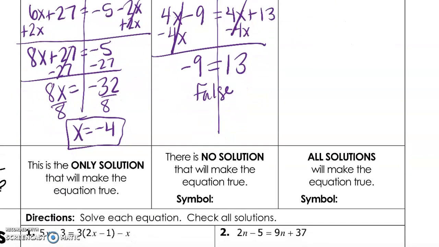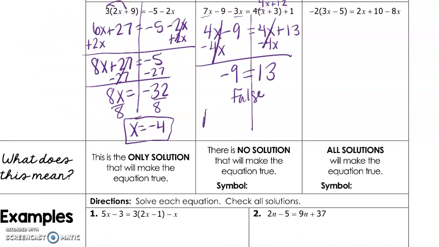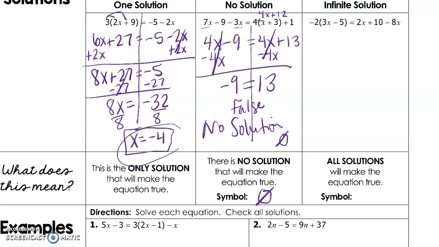You could not find a single number in all of math to plug in on each side and make it true. So you can either write out the words no solution, or the symbol is a 0 with a slash through it. So for your final answer, final answers are usually variable equals a number. You're not going to put x equals, you're just going to put a 0 with a slash through it.